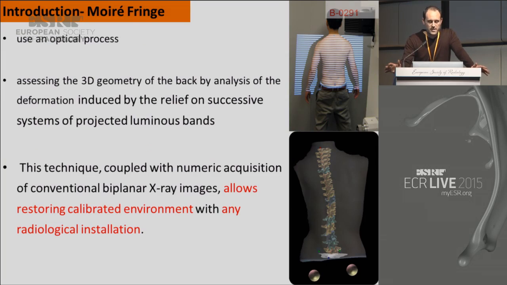While Moiré-Fringe technique uses an optical process, assessing the three-dimensional geometry of the back by analysis of the deformation induced by the relief on successive system of projected luminous bands. This technique, coupled with any numeric acquisition of conventional biplanar X-ray, allows restoring a calibrated environment with radiological installations.